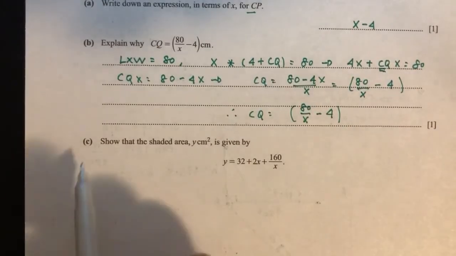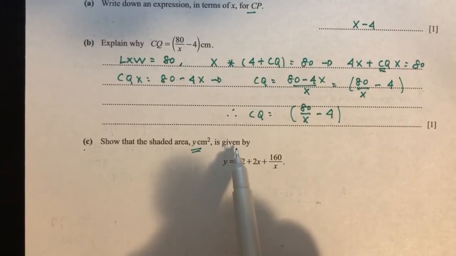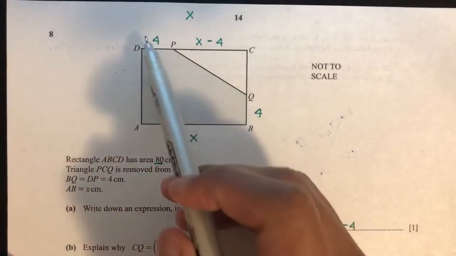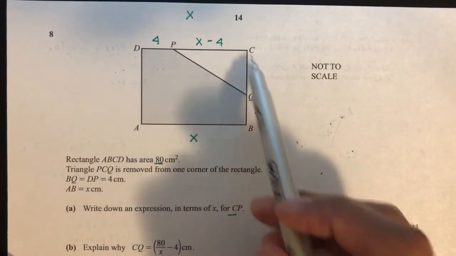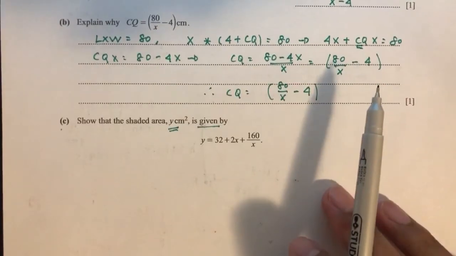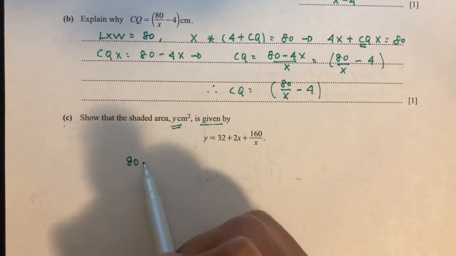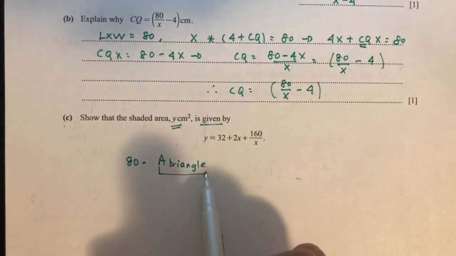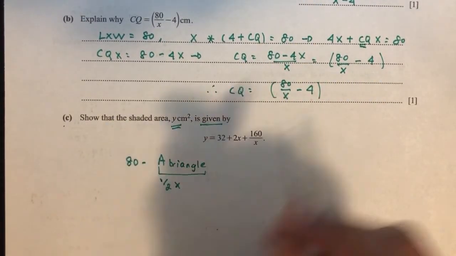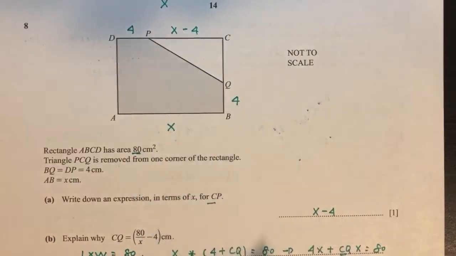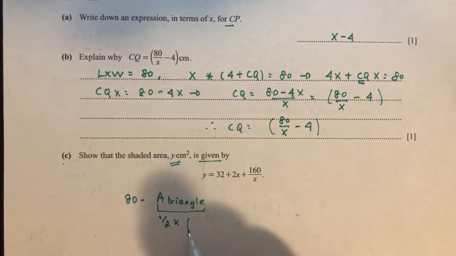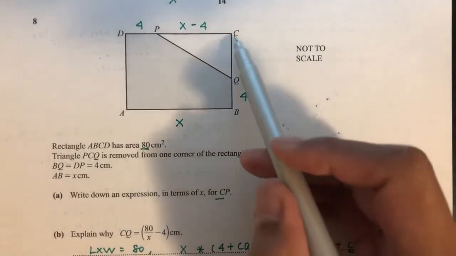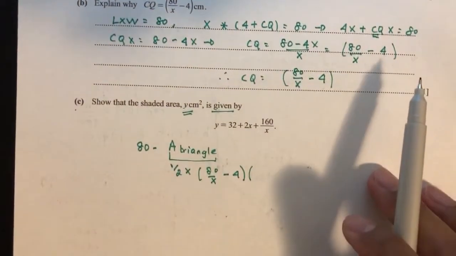Okay. Now question part C, show that the shaded area is given by this. So what is this area here? It is area of this rectangle minus area of this triangle. So let's write this down. We know the area of rectangle is 80. We need to find the area of triangle. So how do you find this? We know that it is half times base. What's the base? The base is CQ, which is here 80 over x minus 4 times height. Height is x minus 4. So let's find that.